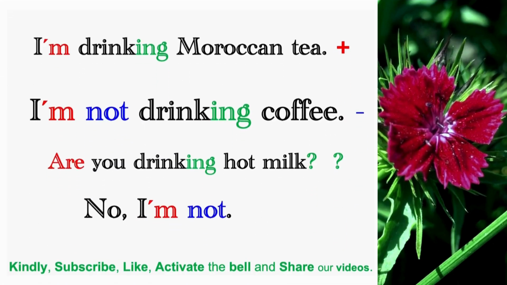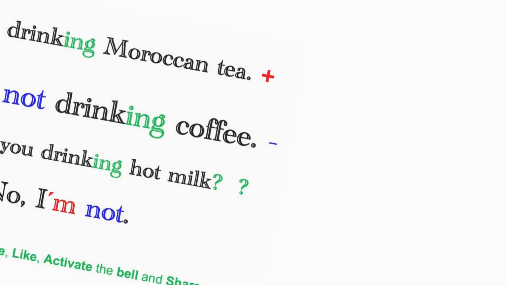I am drinking Moroccan tea. When? Now, at the moment of speaking, at the moment of speech. I am drinking Moroccan tea. I am not drinking coffee now. Are you drinking hot milk? No, I am not. Let's repeat after me these examples. I am drinking Moroccan tea. I am not drinking coffee. Are you drinking hot milk? No, I am not.